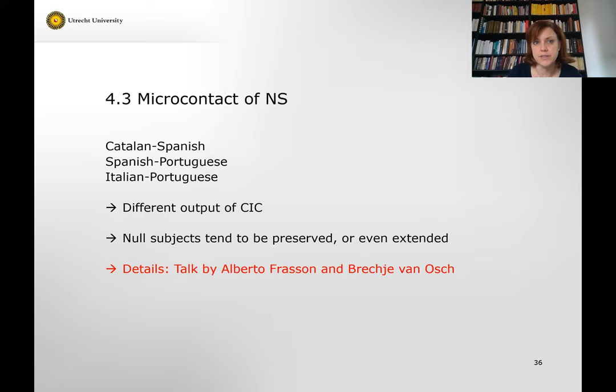What we found? Well, in the literature, we already found some cases of microcontact of null subjects that resulted in non-affection of null subjecthood. The details of this is that you can hear the whole talk by Alberto Frassone and Breche Van Os in this workshop. But what we found is that null subjects tend to be preserved or even in micro contact, extended to situations in which you didn't find null subjects in the baseline. So this is quite a different output than what we expected.